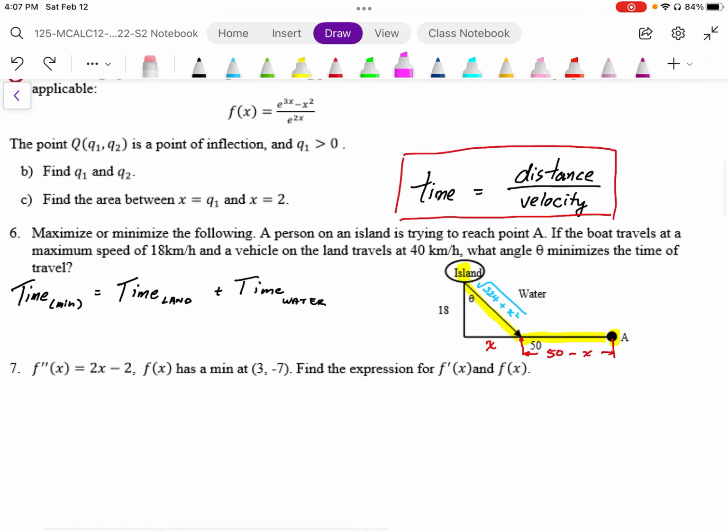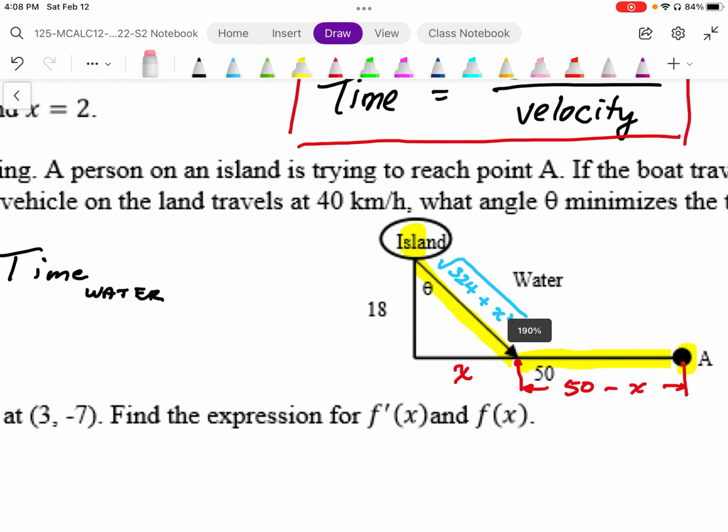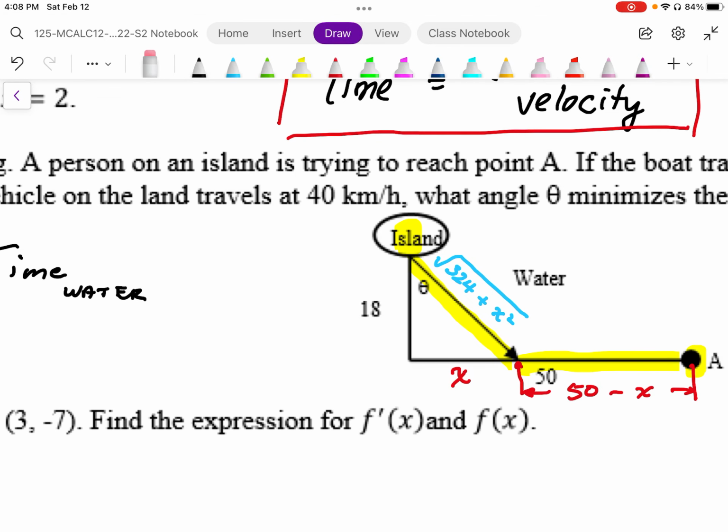If we try going straight there, that's the shortest distance, but because we're all on water, it's potentially the slower time, because we're slower on water. So there must be some optimal angle that we can go at. So we go at an angle and we hit the land, and from there we're going to go along the land to point A. So we try to maximize the amount of time on land, but we try not to make the distance too long.